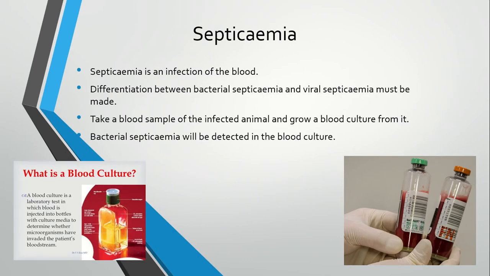Septicemia is defined as an infection of the blood, so technically it means an infection throughout the whole body. One must determine whether it is bacterial septicemia and not viral septicemia, as they both present with similar clinical signs. In order to deduce that it is in fact bacterial septicemia, you would take a blood sample of the infected animal and grow a blood culture from it. If pathogenic bacteria is detected in the blood culture, it can be said that it is a bacterial septicemia.